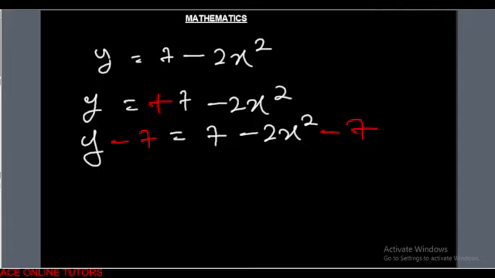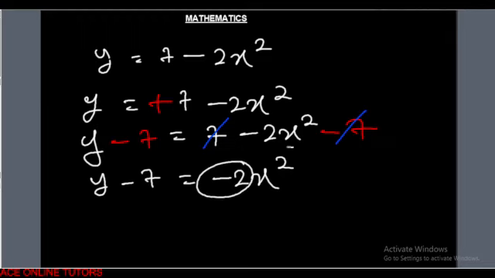Now what's going to happen? This 7 cancels this 7. Now what are we going to have left? We are going to have y minus 7 equals minus 2x squared. Now what do we have left that is disturbing our x squared? We are having minus 2, and we are also having these 2. Don't forget, we said that we must remove which one first? We must first remove the coefficient. So the coefficient is minus 2, so we try to remove it.